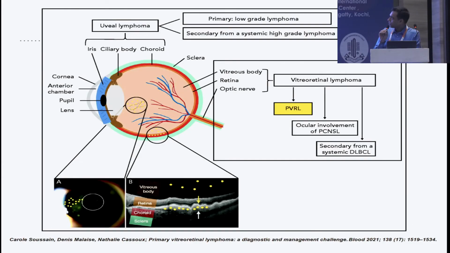But to get an overview, the uveal lymphoma can involve the iris, ciliary body, or the choroid. However, the primary vitreoretinal lymphoma is by definition what involves the vitreous body, retina, and the optic nerve. Among these, up to 15 to 25% of primary CNS lymphoma will have ocular involvement, but this falls outside the definition of primary vitreoretinal lymphoma. And most patients with primary vitreoretinal lymphoma, even with no CNS symptoms, will develop CNS lymphoma eventually, which is quite rare.